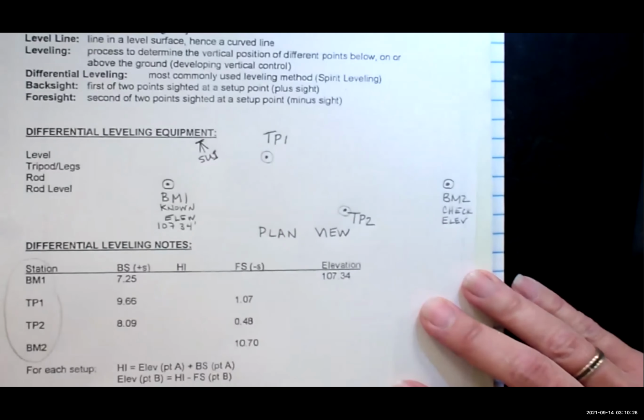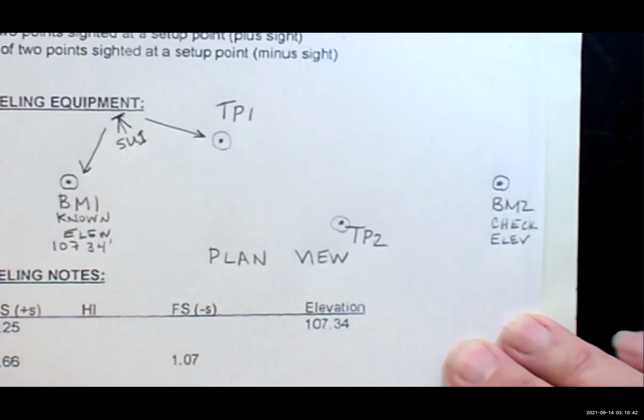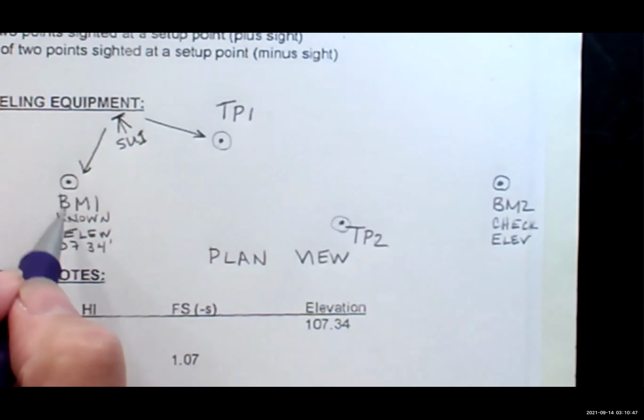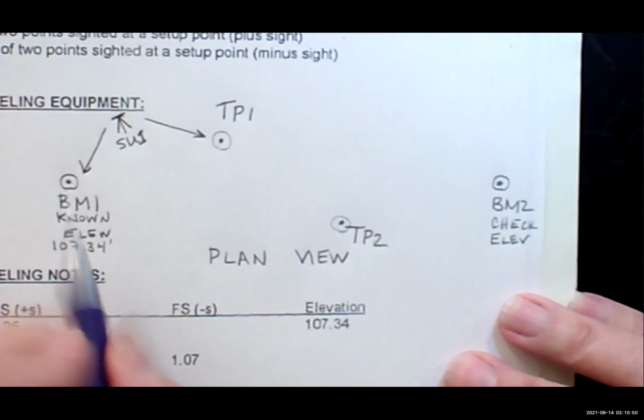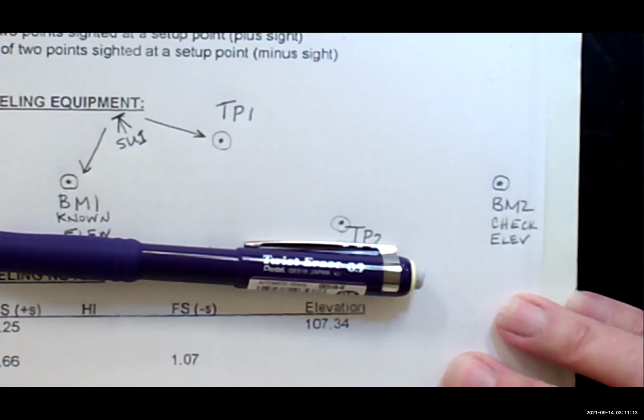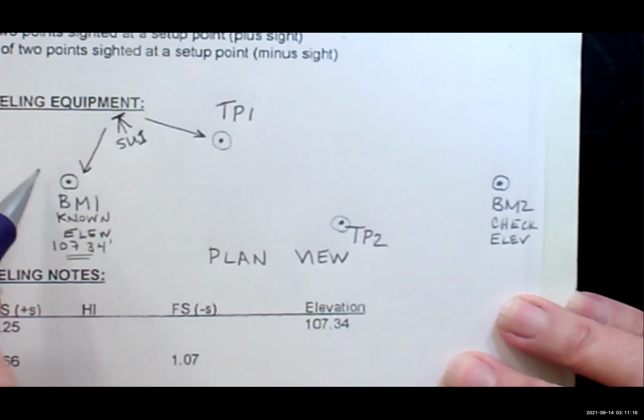And when I shoot the benchmark, we're going down the line again. Roberto, when I shoot the benchmark, why do I shoot the benchmark first before turning point 1? Roberto? I can't hear you. Let me see in the chat. Nope, I don't see it. Okay, Reese, why am I shooting the backside first?